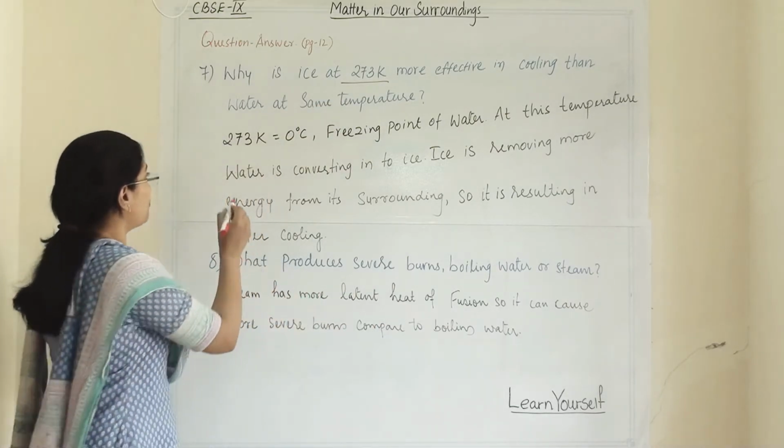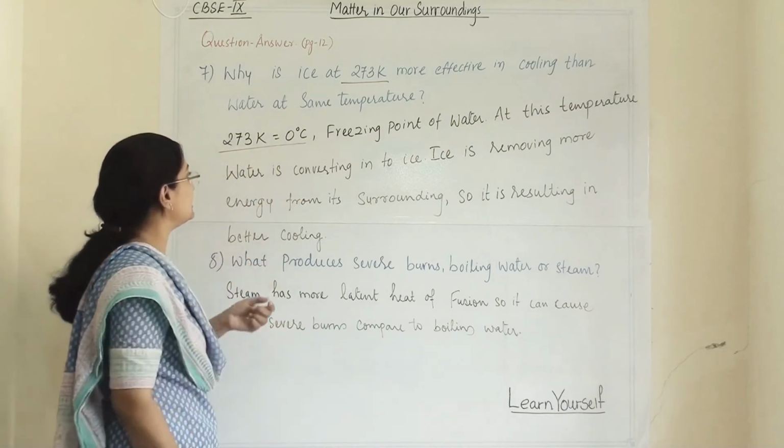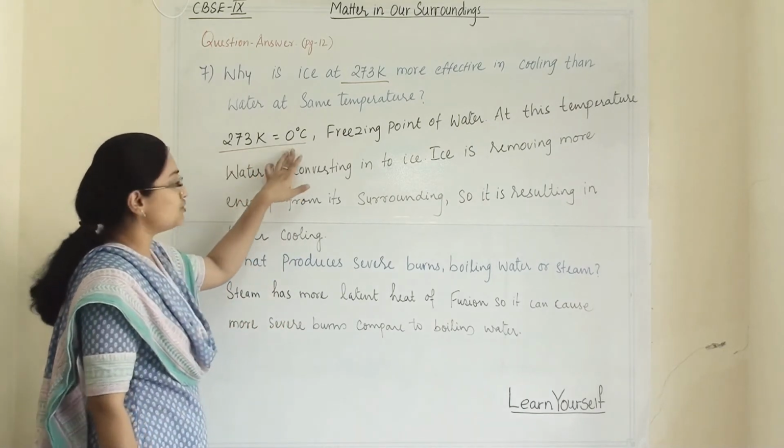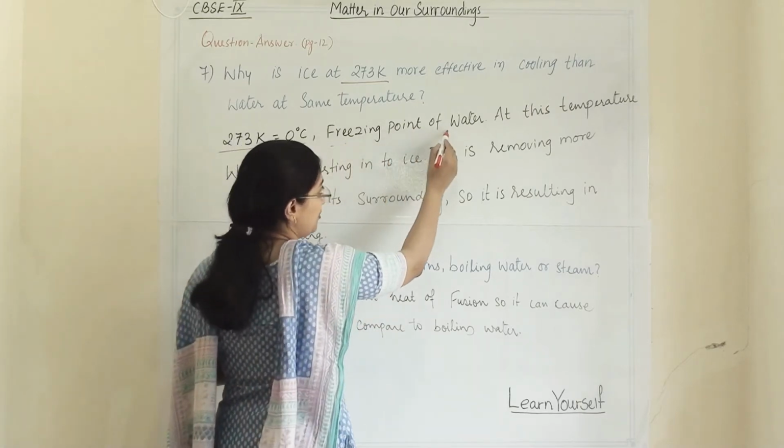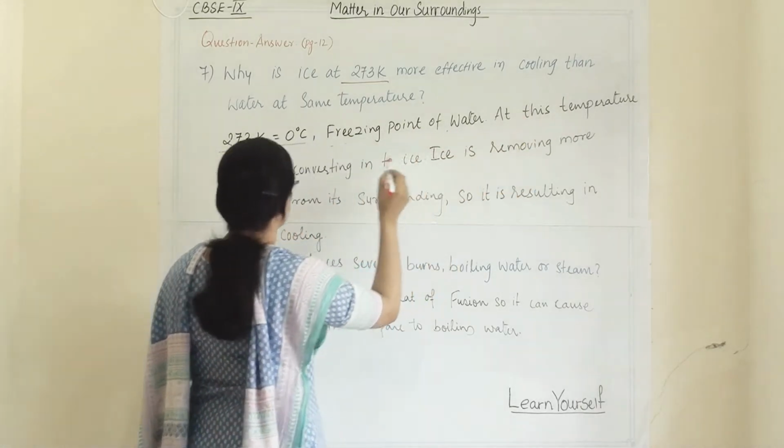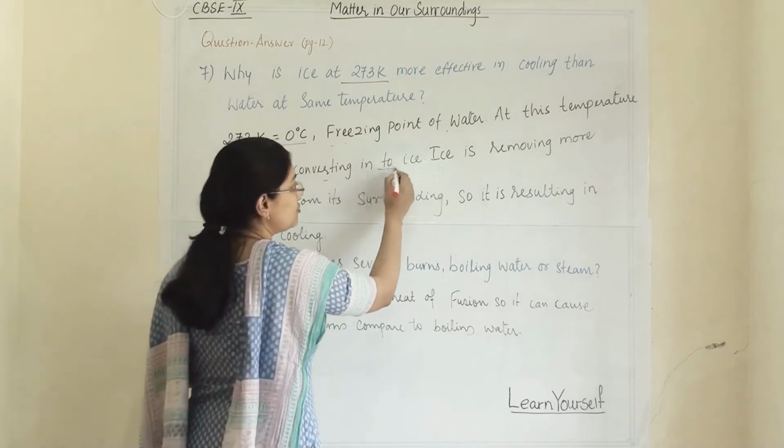So first of all, what is 273 degree Kelvin? That is 0 degree Celsius. So it is the freezing point, and it is the freezing point of water. So at this temperature water is converting into ice.